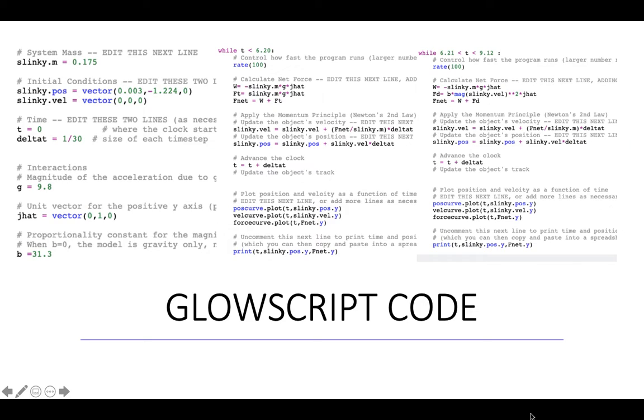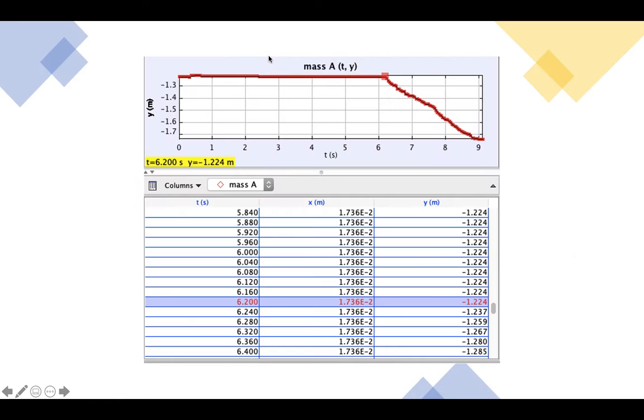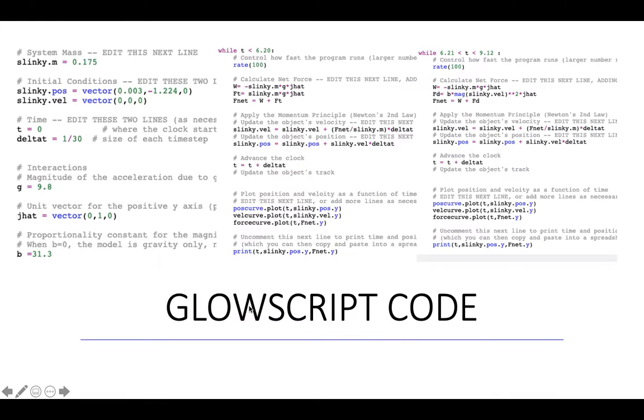For the first while loop, it is before 6.20 seconds. It is because we found out the Slinky's bottom remains in the same position until 6.20 seconds. Before that, we set the net force equal to the gravity force plus the tension force. And then we have the velocity and position update formula, and then we plot out the data and print out the data. And the second time interval is between 6.21 seconds to the end.